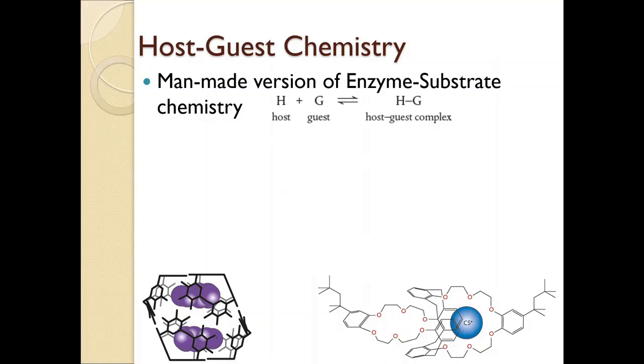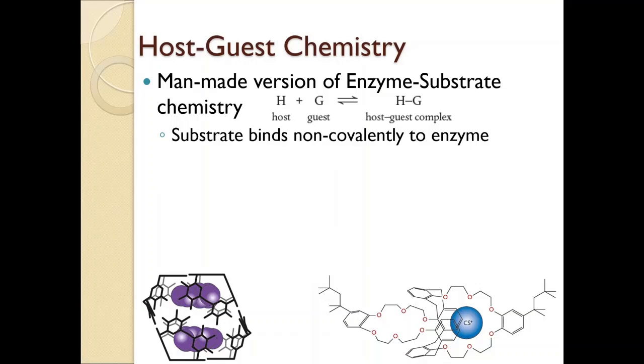Host-guest chemistry is kind of a man-made version of enzyme-substrate chemistry. Just like in enzyme-substrate chemistry, you have an enzyme, you have a substrate, and those two can bind reversibly together to make an enzyme-substrate complex. Here we have a host molecule that's man-made, specifically designed to attract and bind reversibly to a guest molecule, which is the xenobiotic substance. And when they join together, they form a supermolecule called a host-guest complex to trap the xenobiotic substance.